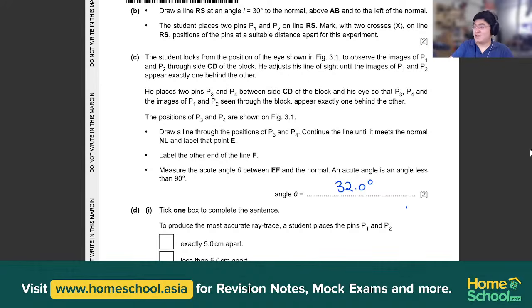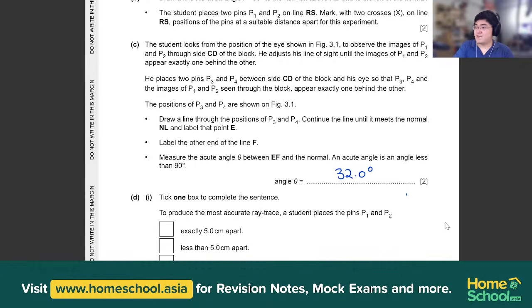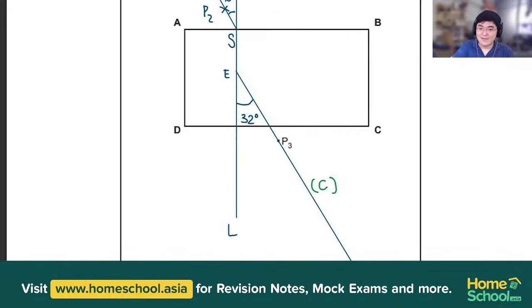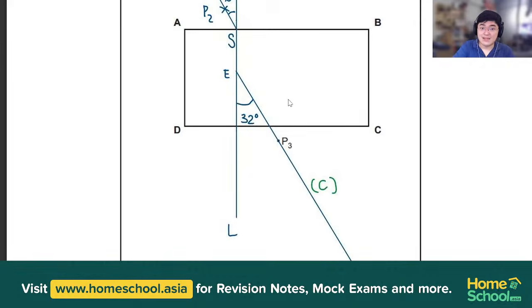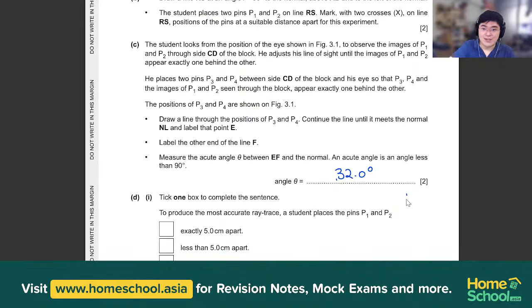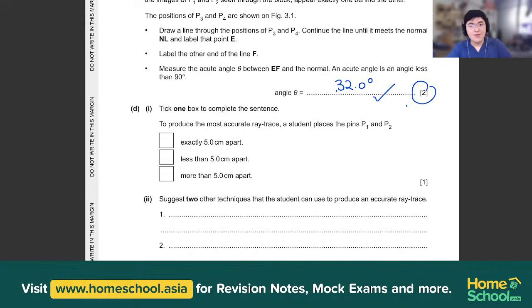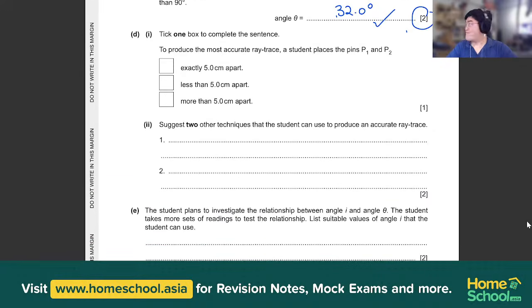Over here we are given 1 mark if we draw a nice straight line connecting P3 and P4, and we are also given 1 more mark if the angle we measured is 32.0 plus or minus 1 degrees of error. So basically, once you have these 2 points done, you should have your full 2 marks. Okay, that's done. Now let's move on to part D, the easy part.